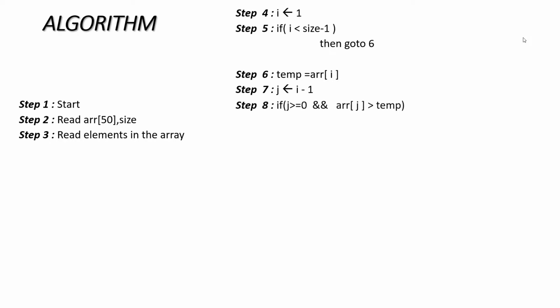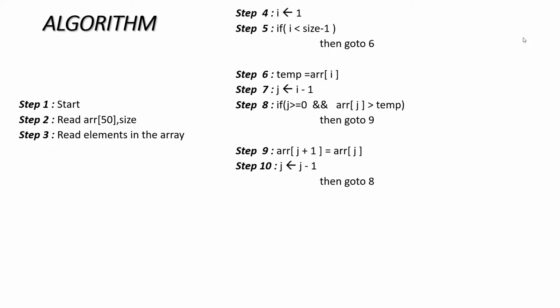Then I check whether j is greater than or equal to 0 and another condition, whether the element at index j is greater than temp or not. If both conditions are true, then I move to the 9th step, where I insert the element at index j into index j plus 1. Then I decrement j by 1. Then I move back to the 8th step.